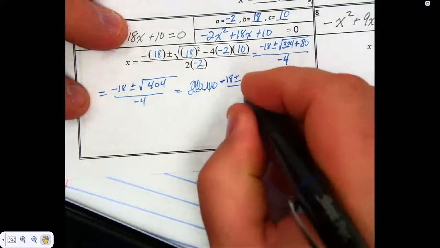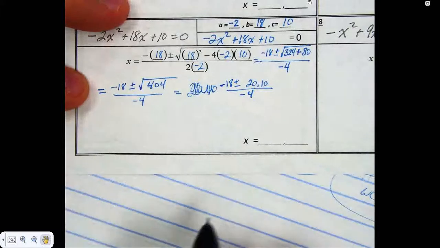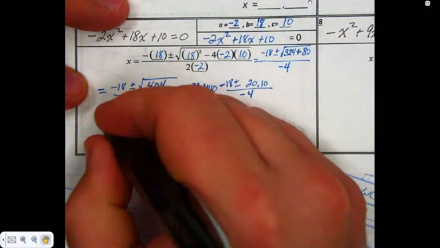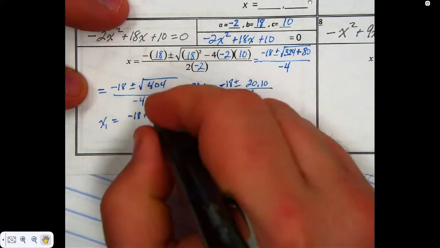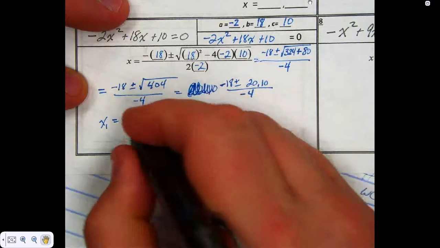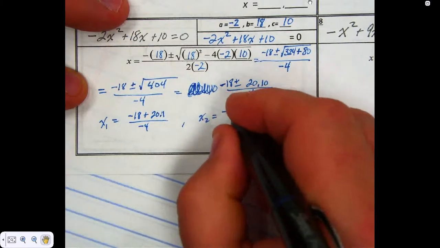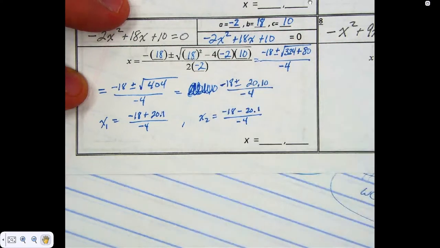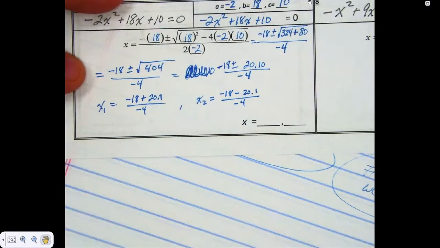All of that over -4. Let's round that up. So now when I split it up, x1 is equal to what? -18 plus 20.1 over -4. x2 would be -18 minus 20.1 over what? -4. So now it's just a matter of putting it in the calculator and figuring out what your two answers are. Everyone agree with that?